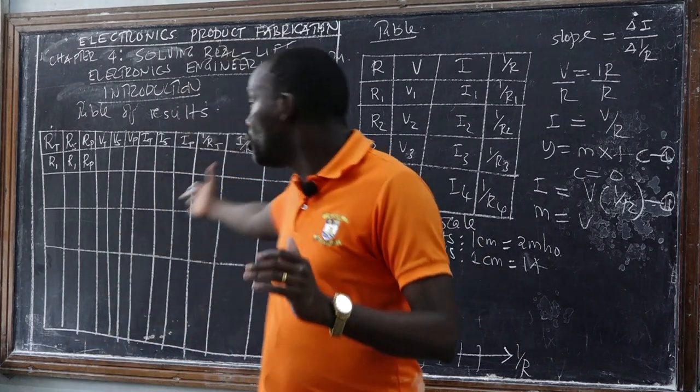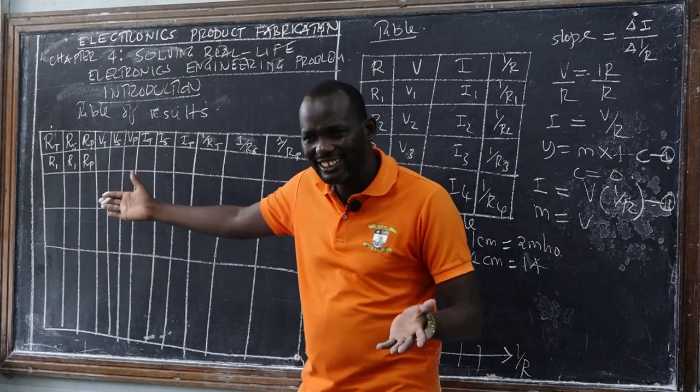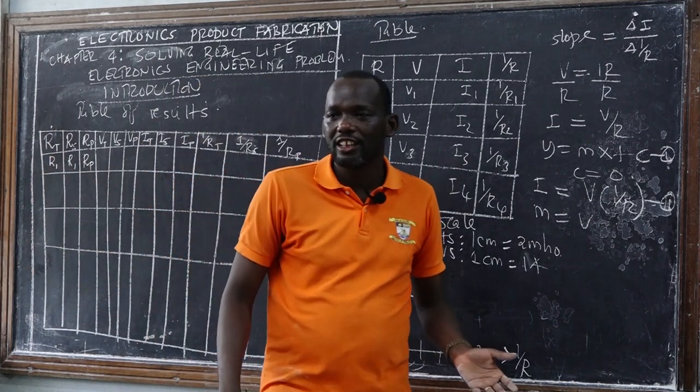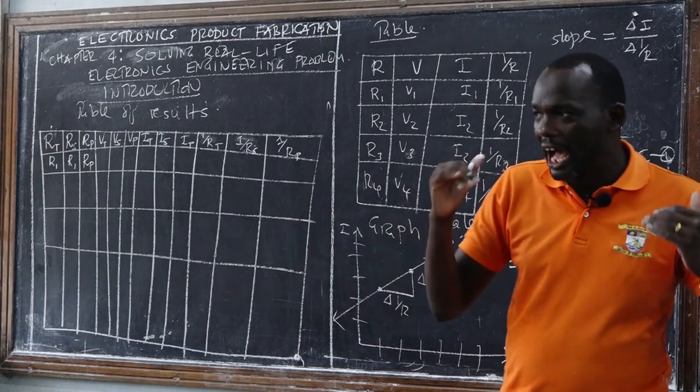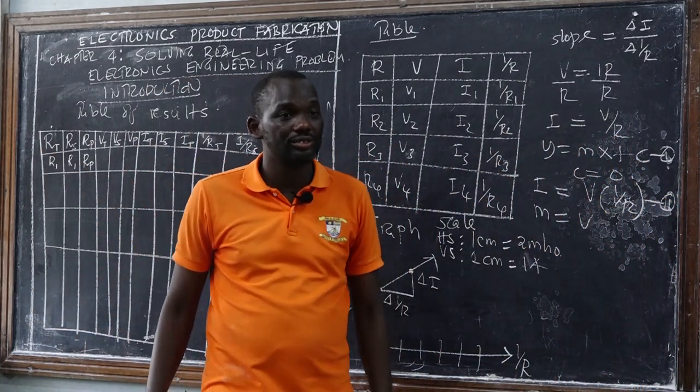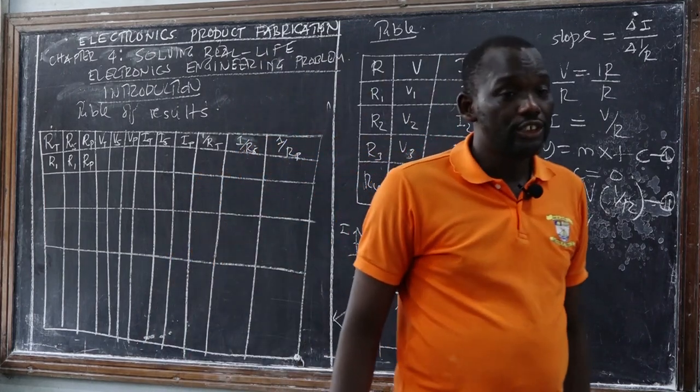We know that we have an ohmmeter to measure resistance, right? So how can we know the theoretical value of a resistor? We may use the data sheet of the manufacturer, or we may use the color code. Are we together? So we may use the color code.